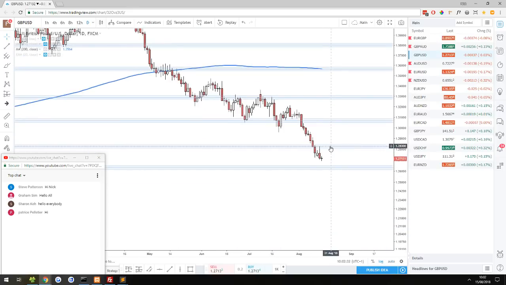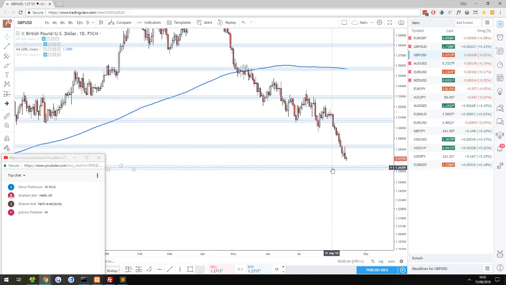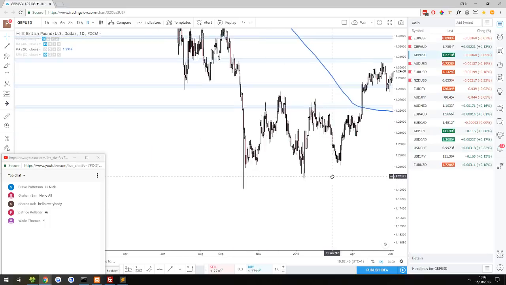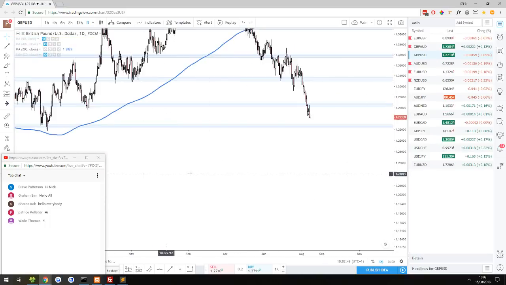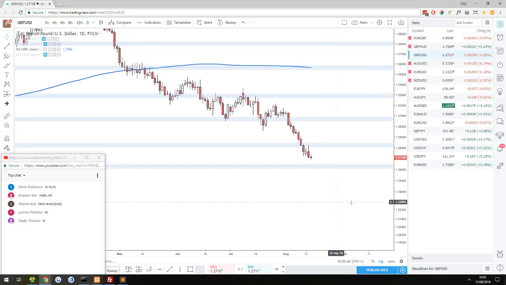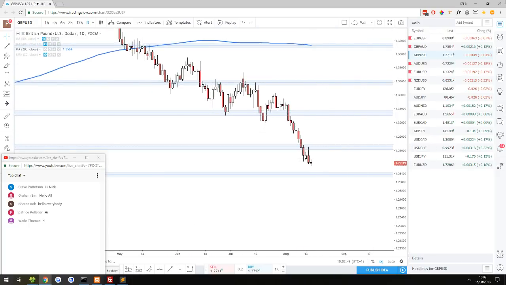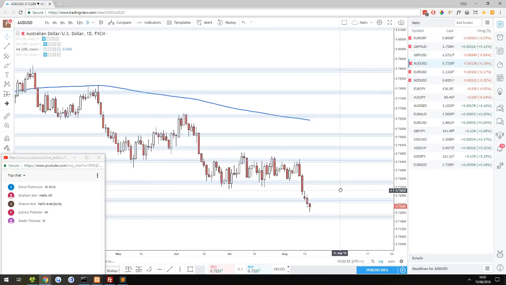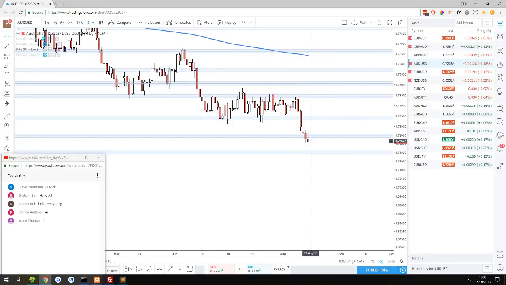GBPUSD is continuing to head down. I'd watch this support area here on GBPUSD, the 126.30. It's a good support area. It's got some history, pretty strong support area. I'm going to look for a reversal from this area, but right now it's in between support and resistance, so there's nothing much going on.